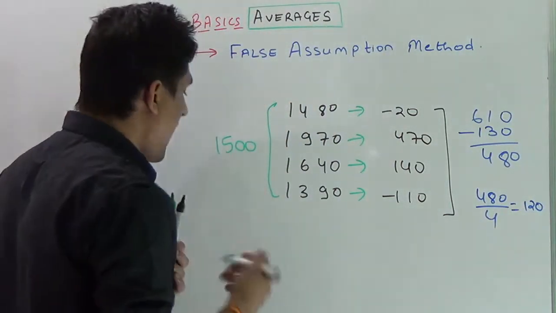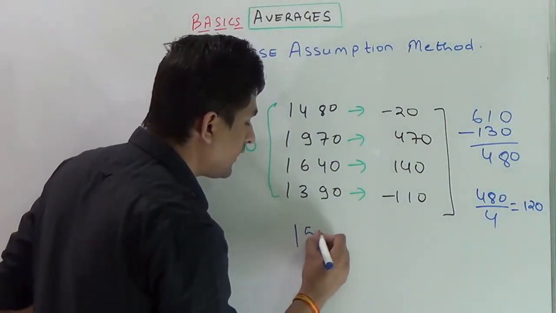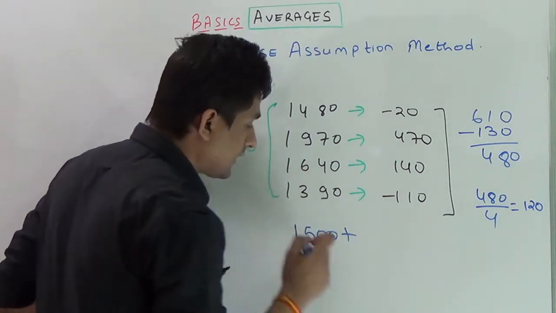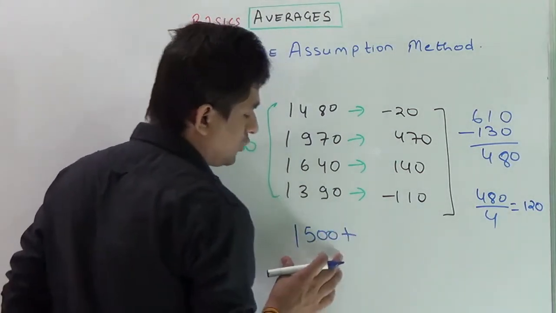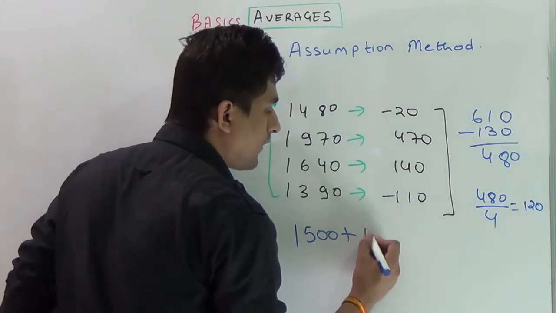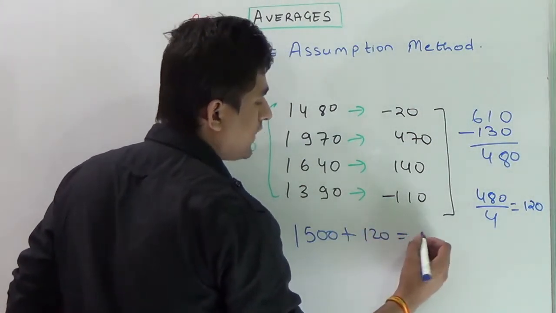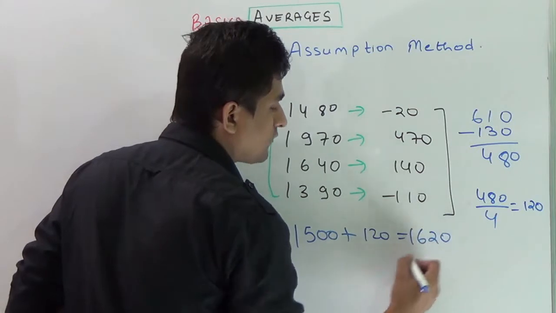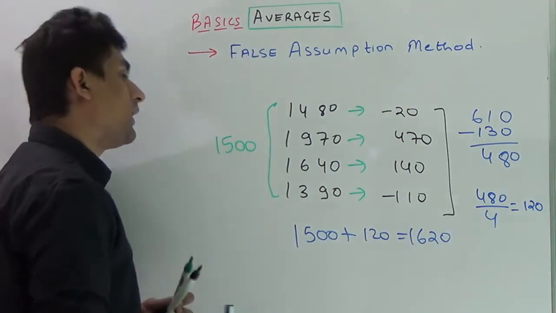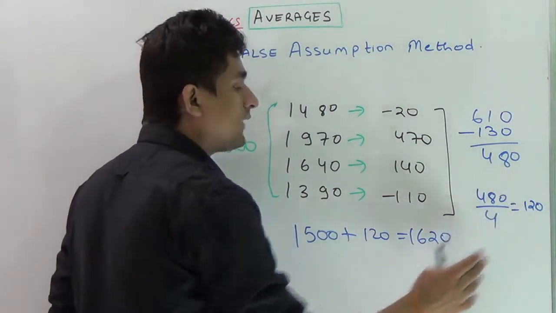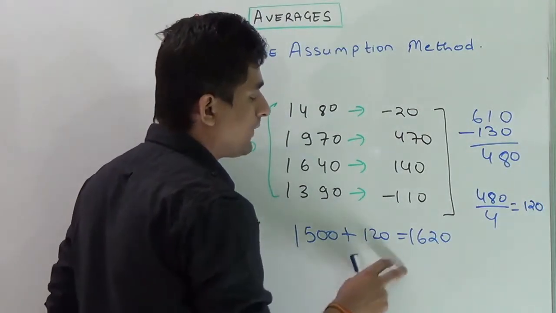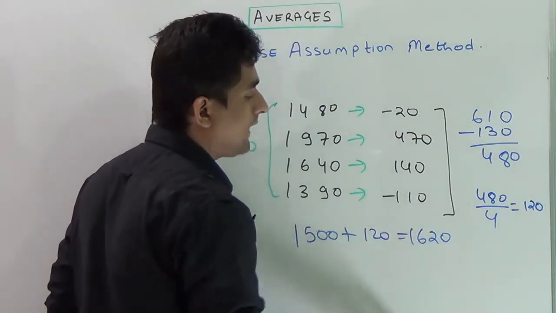So that means I have to add 120 to the average which I have assumed. I have assumed the average to be 1500. Now I have to add 120 to get the actual average. So the actual average will be 1620. If there had been a negative sign, I would have subtracted it. But here I have got a positive sign, so I'll add it.